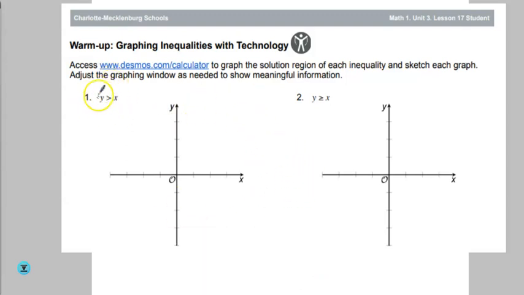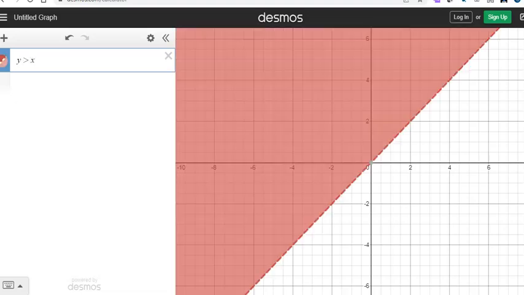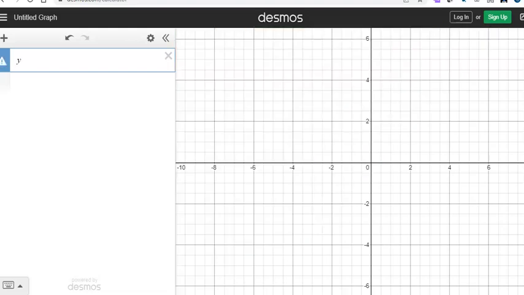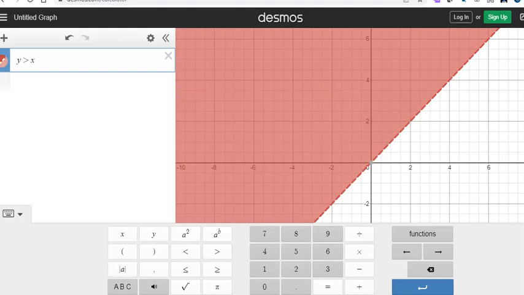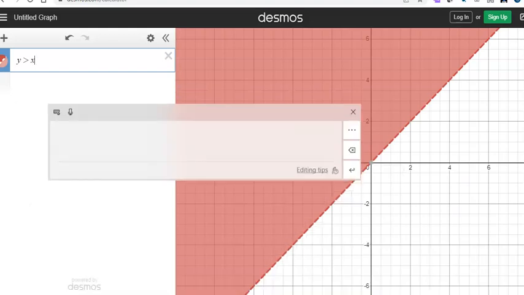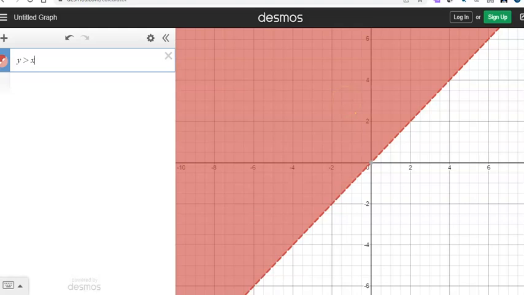So first one, you're just going to do y is greater than x. So in Desmos, just type y. You can use shift period for greater than, then x. You can do it that way. Also in Desmos, there's a little keyboard down here. If you pull that keyboard up, there's a greater than right there. So y is greater than x. You can do it that way. But you can see when you graph y is greater than x, you're going to end up with this.